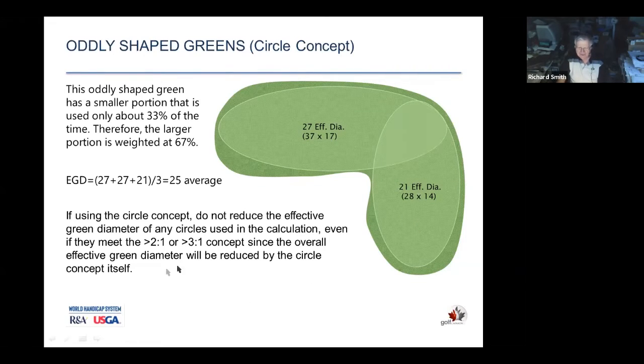There is the note here that if either of your circles here, or your ovals really, looked like they maybe were in the greater than 2 to 1, like this one, in this case, you don't apply the greater than 2 to 1 averaging because the averaging is already going to be dealt with by the way the circle is calculated. So you don't want to essentially double count the shape.